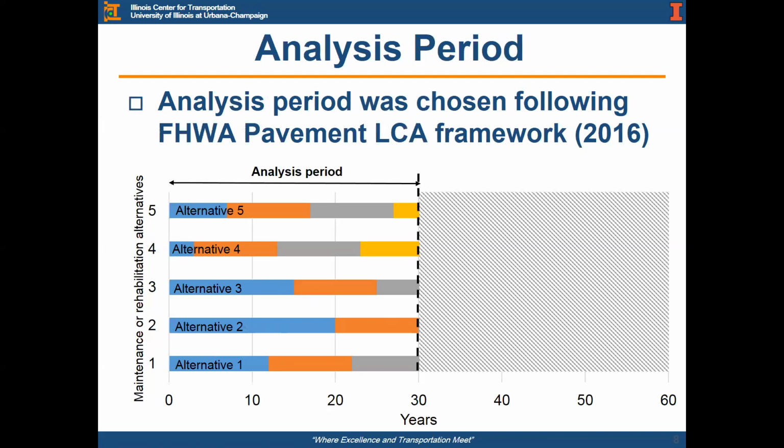If we have 5 alternatives for maintenance and rehabilitation, we calculate the analysis period based on the longest living alternative. Then we look at the subsequent maintenance or rehabilitation, and then we truncate the analysis period at the end of that treatment. So again, we look at the longest living alternative, then the next treatment that we apply after that.